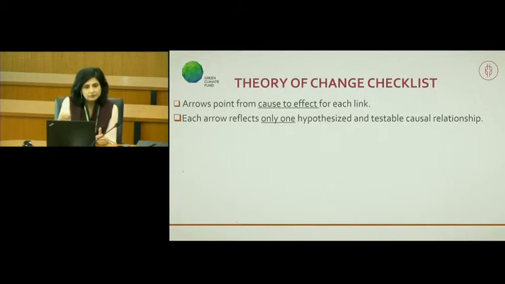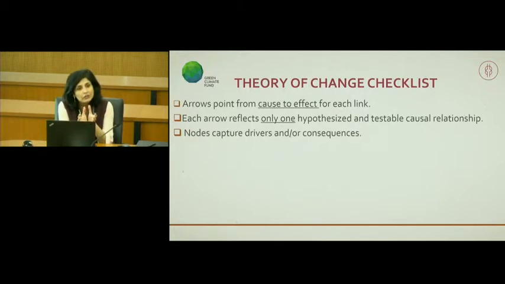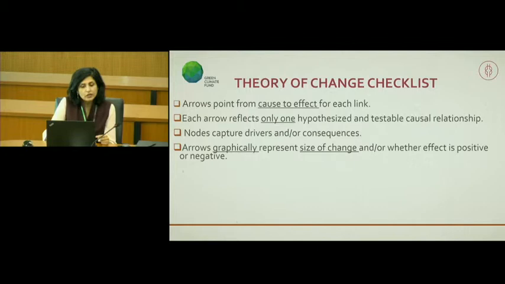That is causal. Third, the nodes, or the squares in my diagram, capture drivers, something that is going to drive the effect, or a consequence, something that is a result of that action. So it can be either one, but nodes are not pathways, they're not processes. Nodes are where you either have a driver of a process or a consequence of a process. Fourth, arrows can graphically depict the size of change that you are anticipating. And these can be positive or negative.